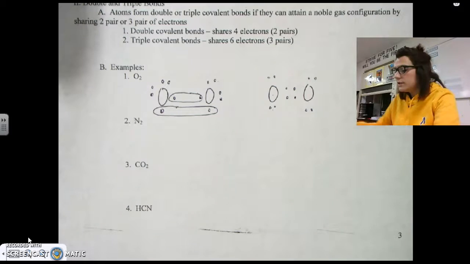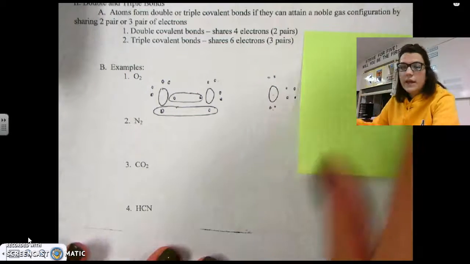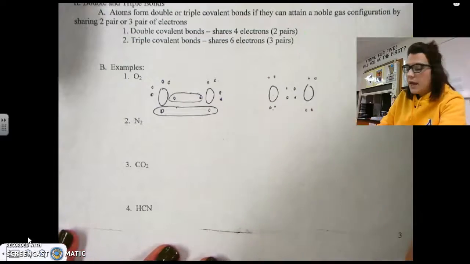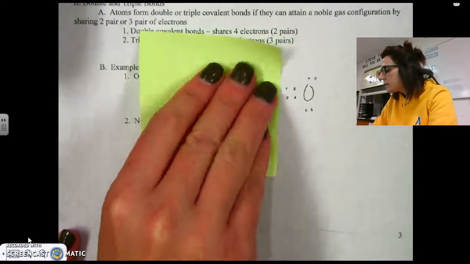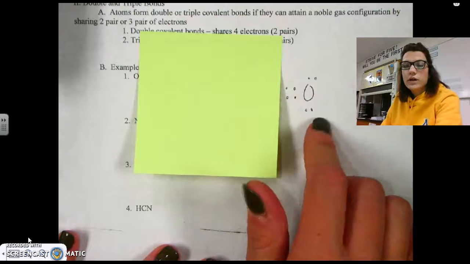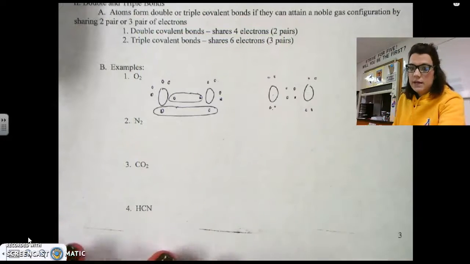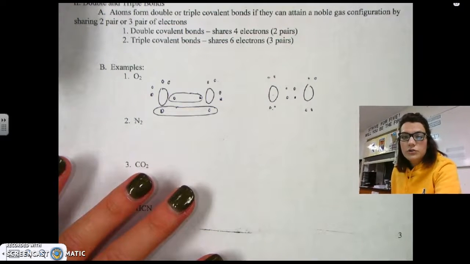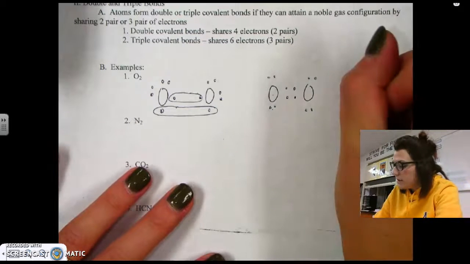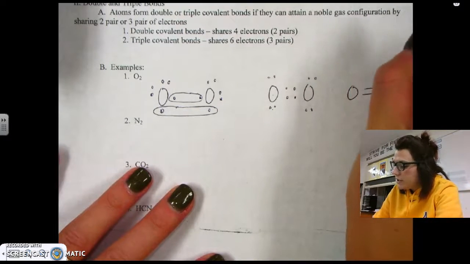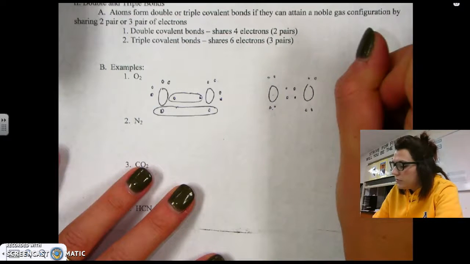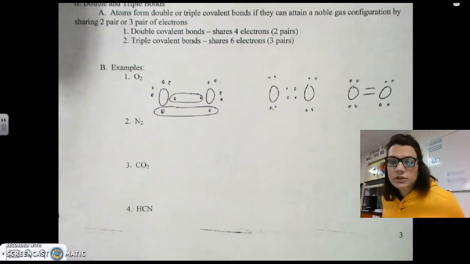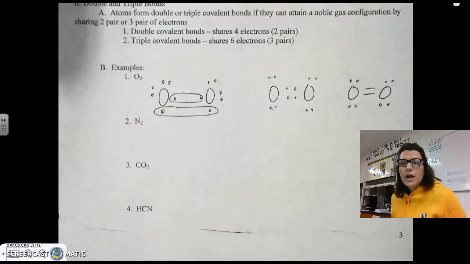And then I need to make sure that each oxygen atom has 8. So what I'm going to do is cover up this oxygen and count. 2, 4, 6, 8. That oxygen has 8. And then I'm going to cover up this oxygen and say 2, 4, 6, 8. That oxygen has 8 as well. And then if you wanted to, you could draw 2 lines as the shared bonds. So you could say oxygen is doubly bonded to oxygen, like so. And that would be our Lewis structure for oxygen, okay?